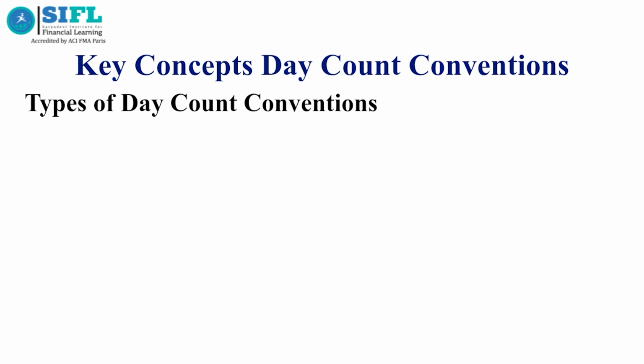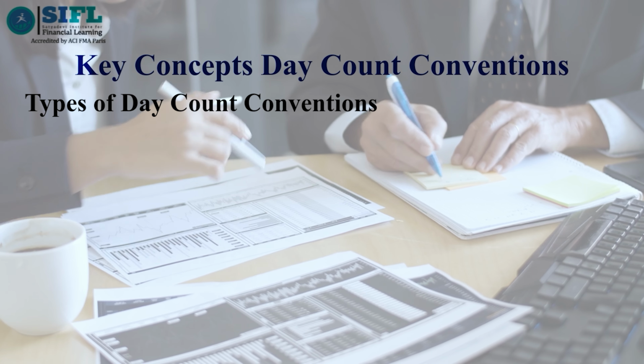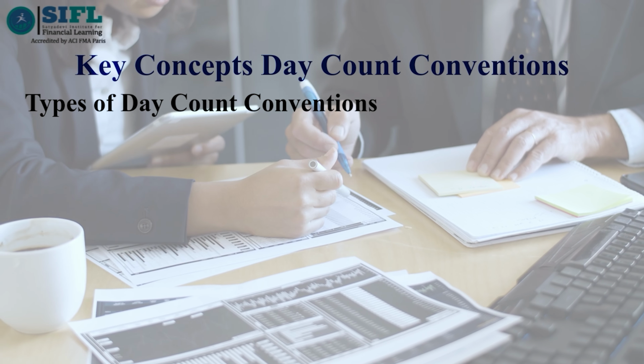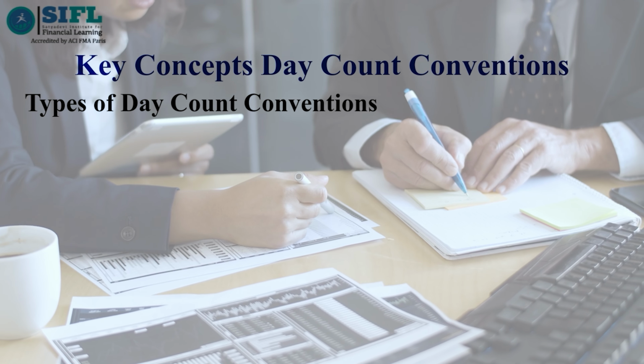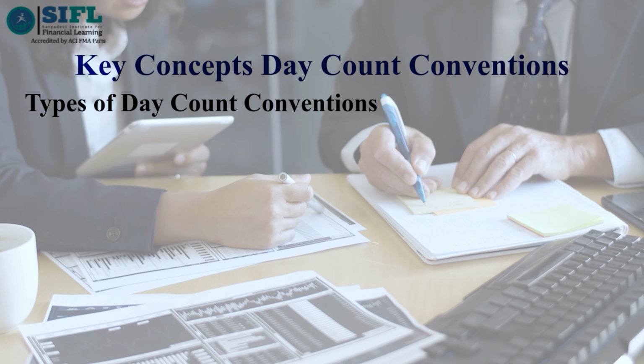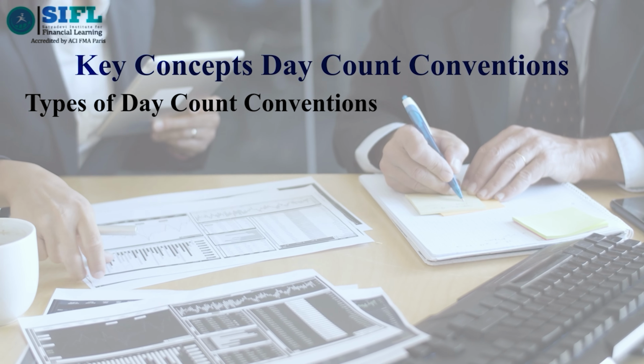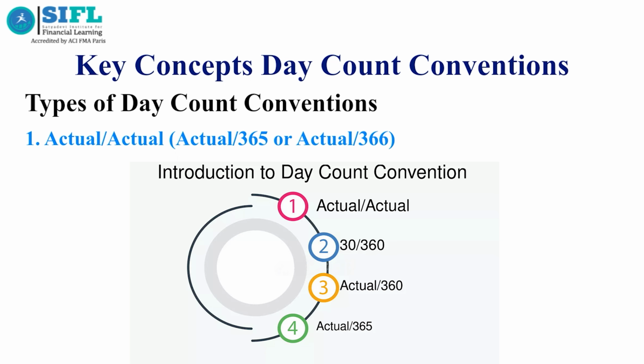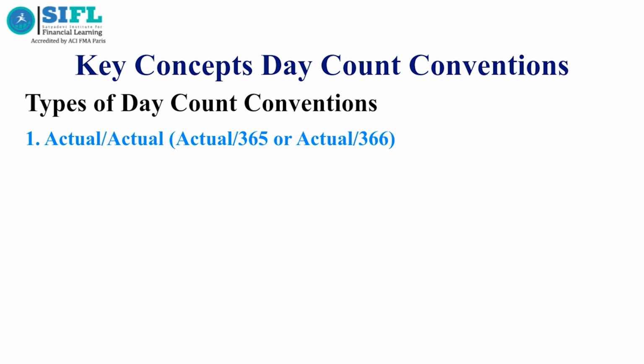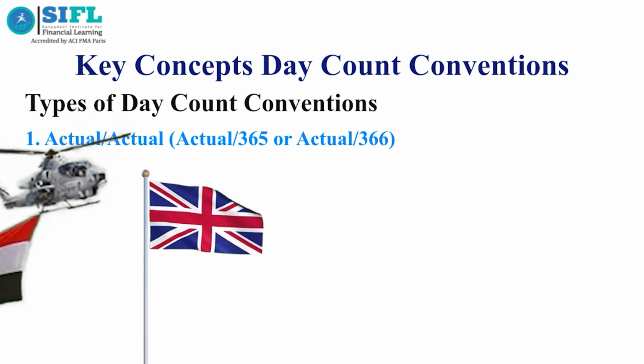Types of day count conventions. Day count conventions are used in finance to calculate the amount of interest accrued on bonds and other fixed income securities. Let's look at the most common types. 1. Actual by 365 or actual by 366. This convention calculates interest based on the actual number of days in the period and the actual number of days in the year. It is commonly used for money market in some countries, take UK and India.